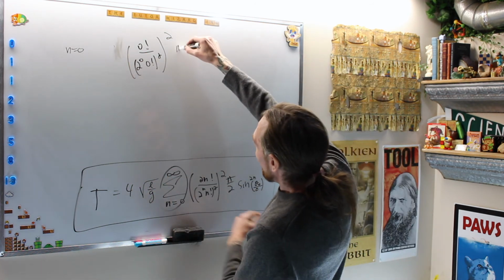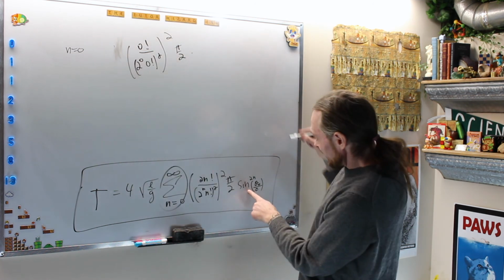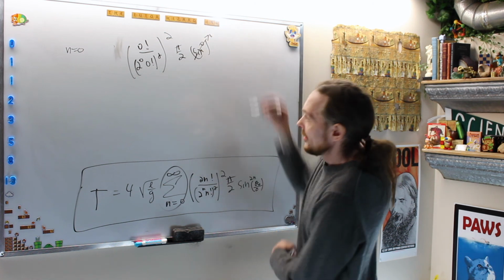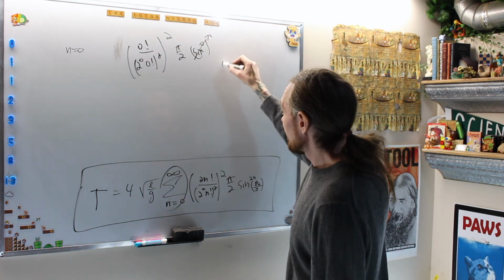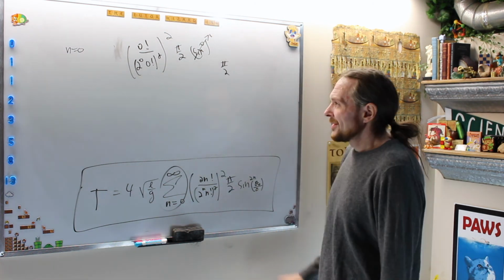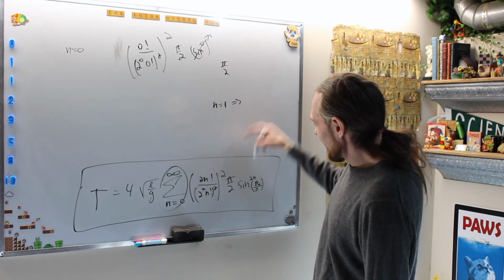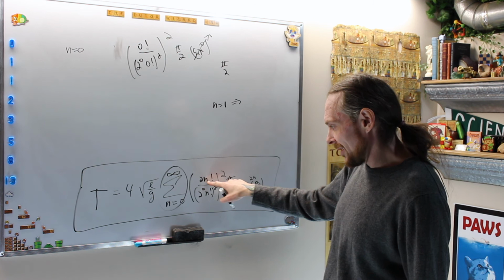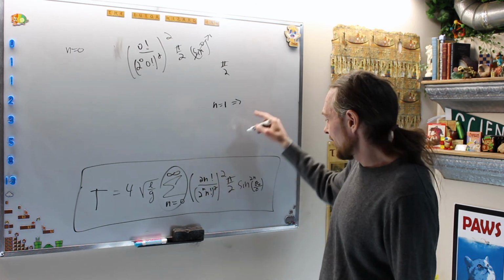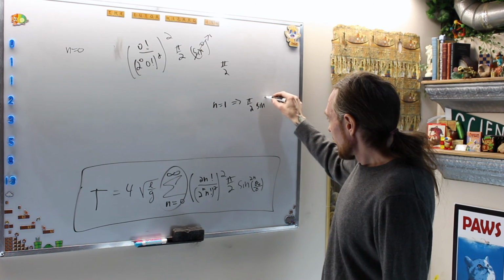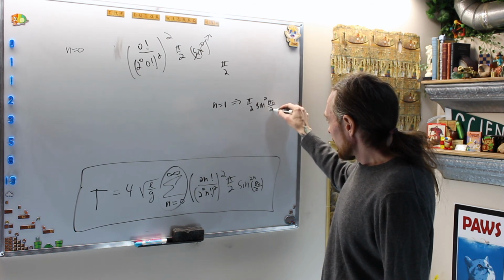This is times pi over 2 times k. It goes to 0. Sine of 0 is also 0, so what do I get? I just get pi over 2. What's the second term? You're like, I already lost it in the first. Too bad. And then what am I going to get? 2n factorial, which is 2 factorial, 2. So that gives me the pi over 2 again, and then we're just going to get sine squared theta naught over 2.